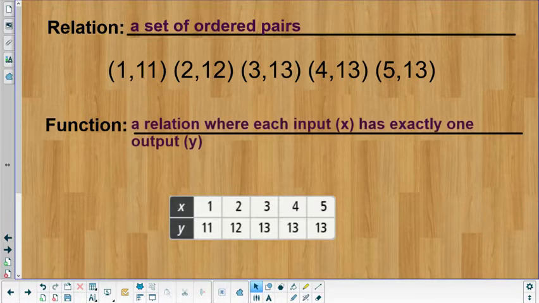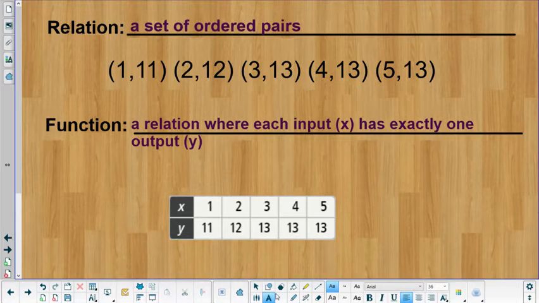Okay, a function is a relation where each input or x value has exactly one output or y value. So for this one, you see here are all of our x values. Here are all our y values. Every x goes to its own y. Now, I know some of you are probably looking at these 13s and saying, well, these three x's go to the same y. That is okay. All right, here is my general rule of thumb. I'm going to type it here.